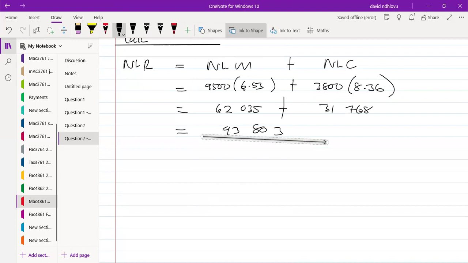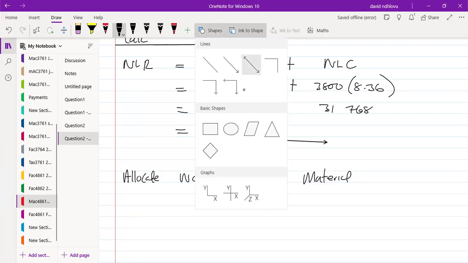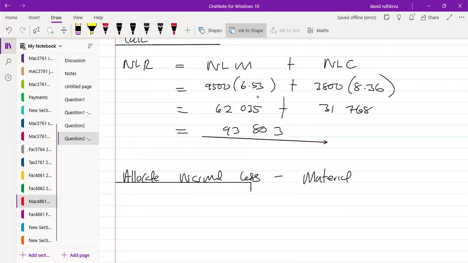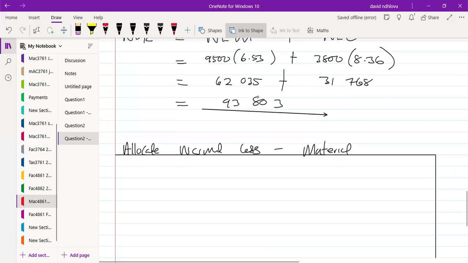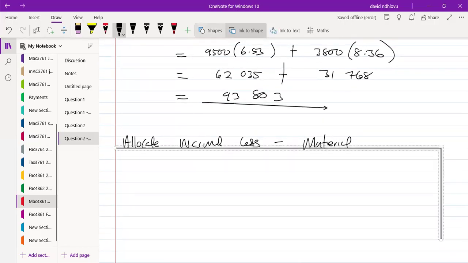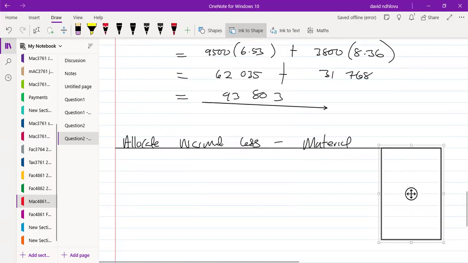Once we have that, we now need to allocate the normal loss. So you go to another calculation where you say allocate normal loss. When you allocate normal loss, the material is allocated separately. So you go and do a calculation like this. So you need a table, a table like this.